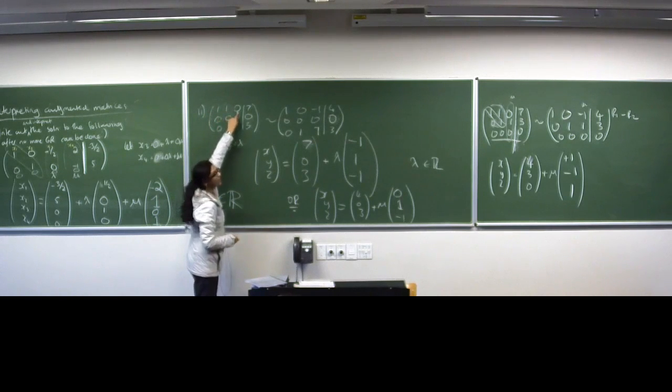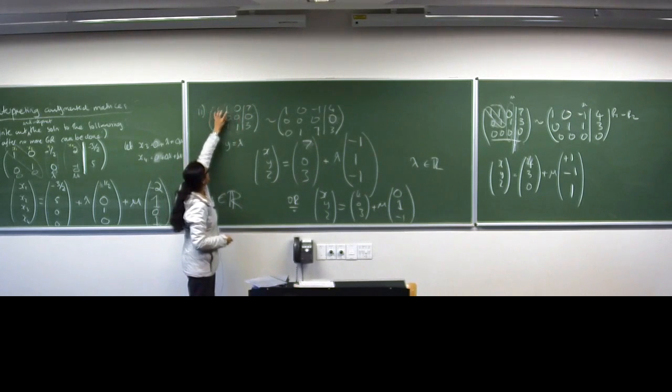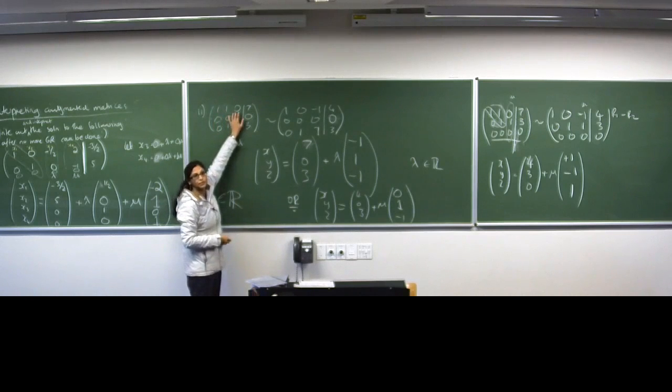If this was a 1 here, I'd Gauss reduce it further so that then I don't have to put in another variable. Okay?